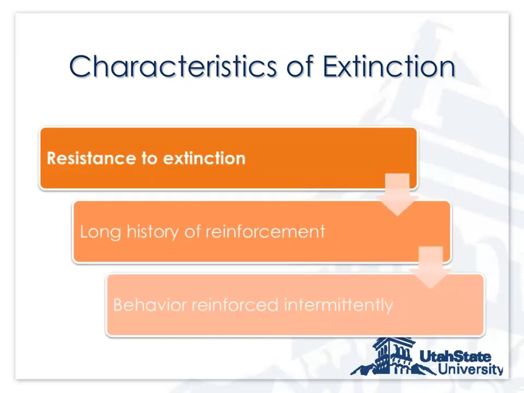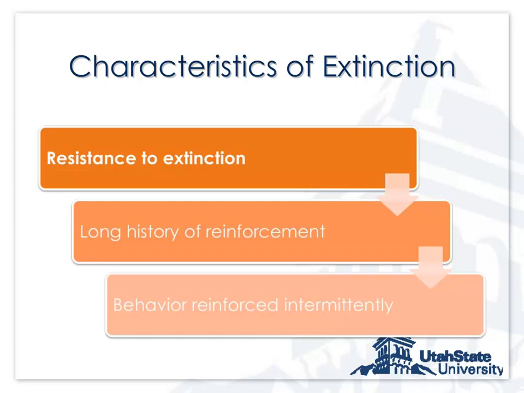When a behavior is slow to decrease, it is said to be more resistant to extinction. When implementing extinction, it is important to know that the longer the behavior has been reinforced in the past, the longer it will take for it to be extinguished. Furthermore, a behavior that has been intermittently reinforced in the past will take longer to extinguish compared to a behavior that has been continually reinforced.